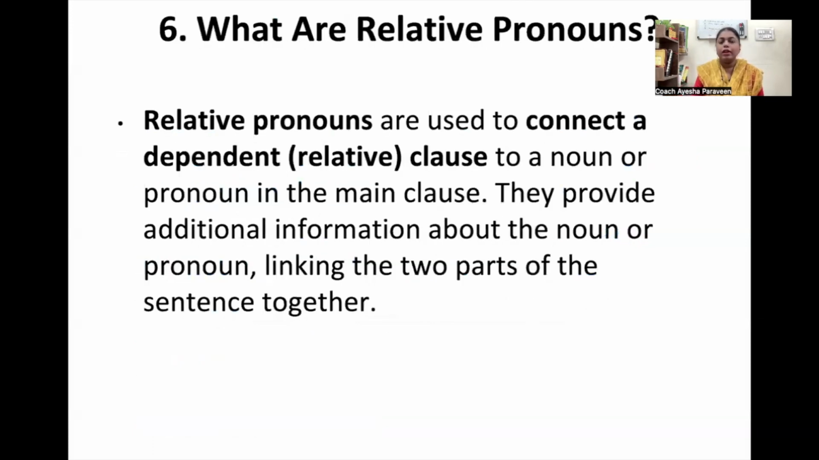What are relative pronouns? You got reflexive pronouns. Now relative pronouns are different. So please don't get confused. If you are getting confused at this point, there are so many types of pronouns. How do I understand? Don't learn all at one go.